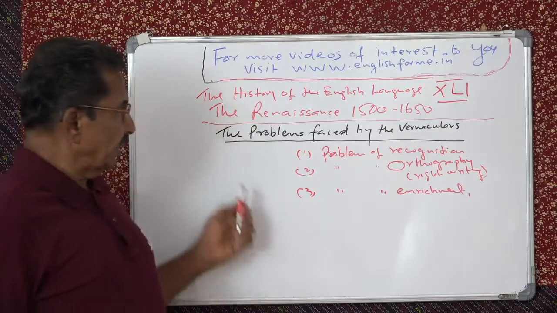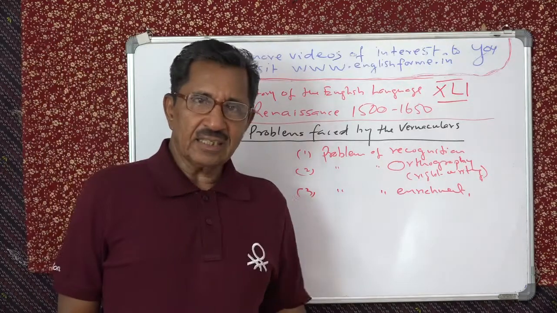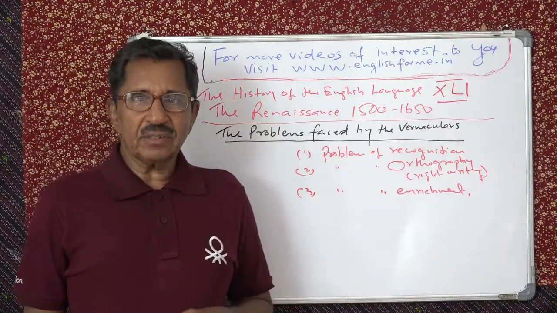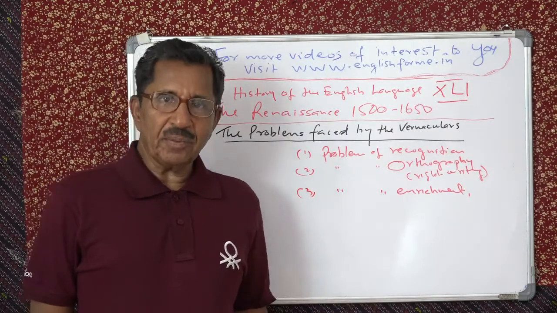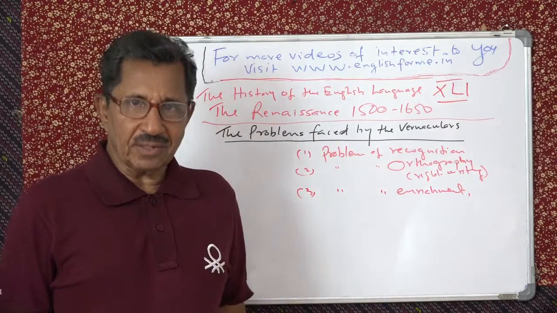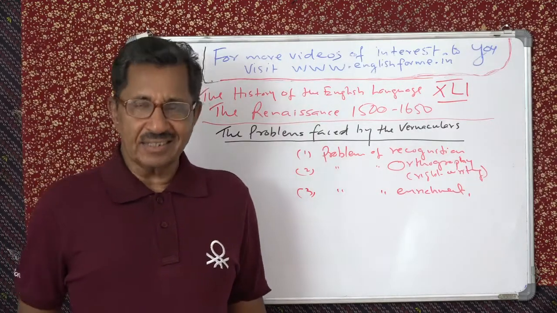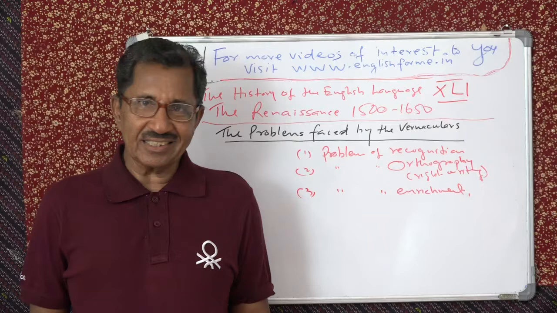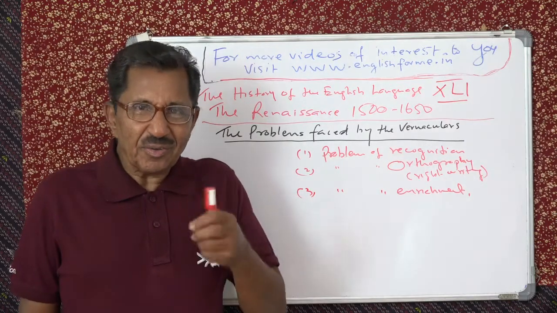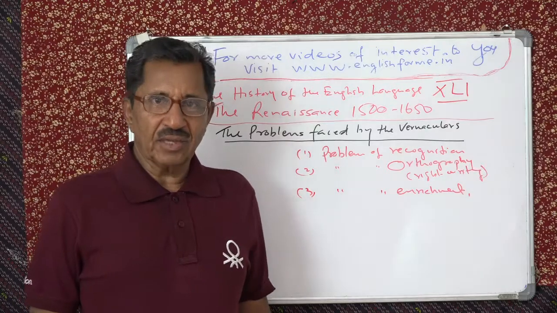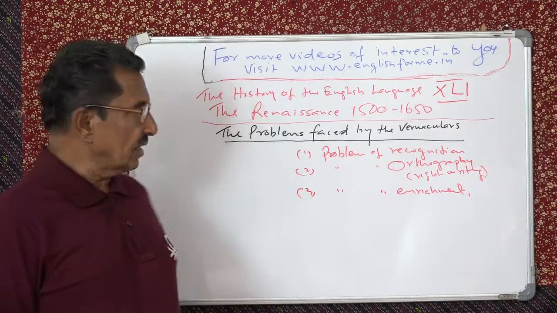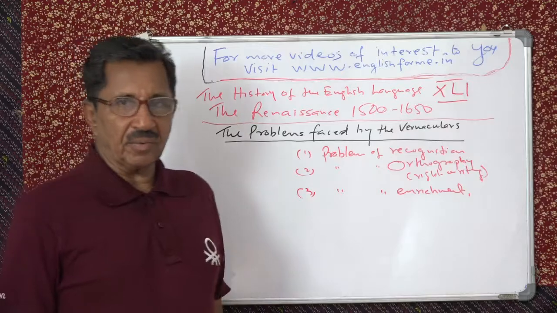So we can see the sudden changes that took place. It's like, as I already told you, going to sleep in the Middle Ages and getting up early in the morning in the Renaissance. You can see how difficult it is to adjust. And that's what happened to the vernaculars. Difficult to adjust. See the reason? And therefore they face the three problems.